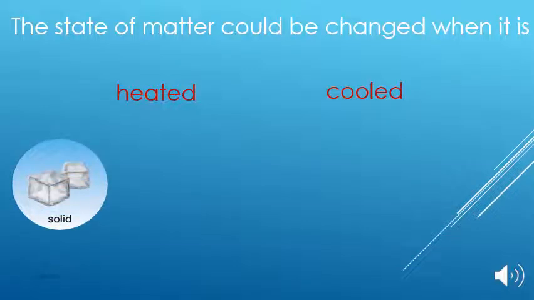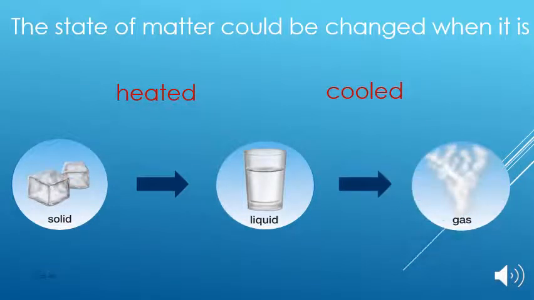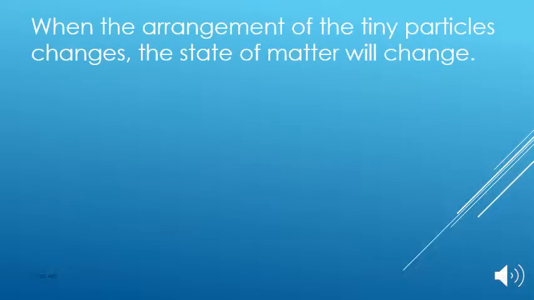We can change a solid into a liquid and a liquid into a gas. And we can change a gas into a liquid and a liquid into a solid. When the arrangement of the tiny particles changes, the state of matter will change. That means if you change the arrangement of the particles, you will change the matter.